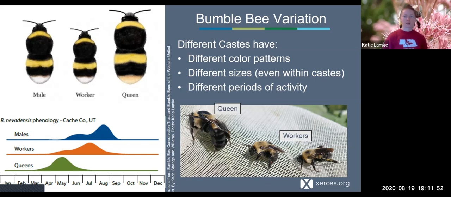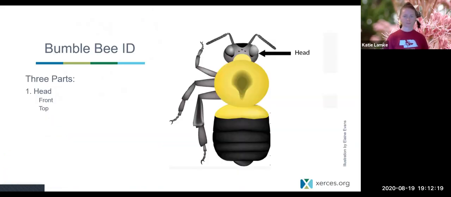And you need to be aware that there's going to be variation between species, but also variation within species. So there's going to be slightly different color patterns, whether you're looking at a queen or a worker or a male. And those are also going to have different sizes. And so the time that we're going to be out surveying, most of us are going to be collecting female workers, but there's a good chance that you could collect something else.